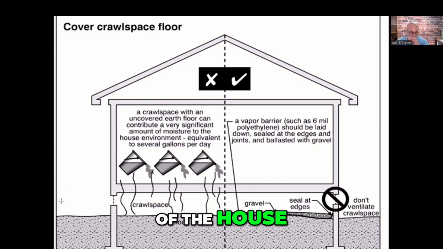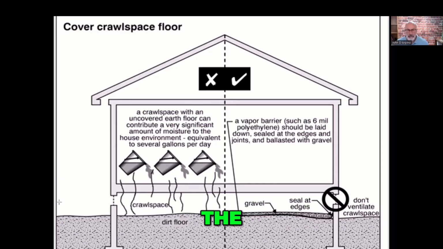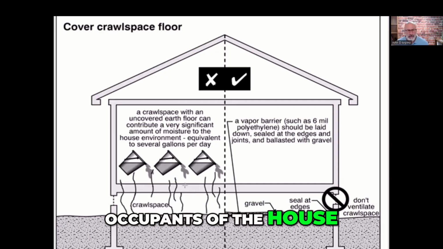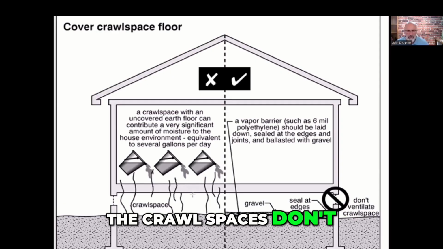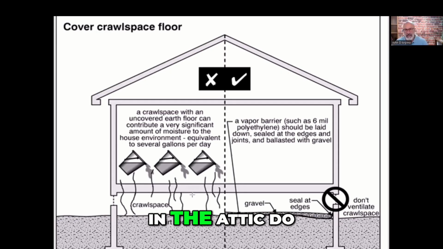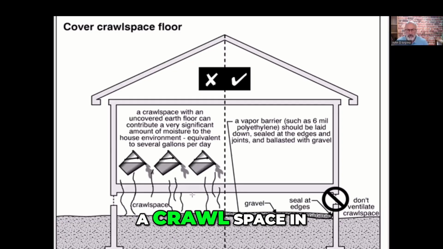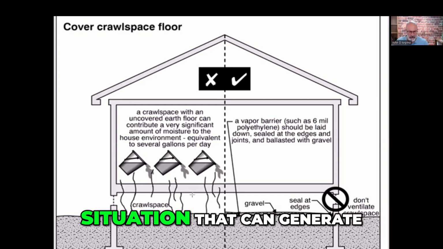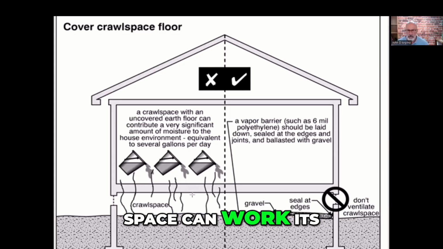That is the area of the house, when we talk about moisture in unconditioned spaces, where the moisture conditions in the crawl space are more problematic to the occupants of the house than the mold conditions in the attic space. The moisture conditions in crawl spaces don't get the attention that the moisture conditions in the attic do. When there's a crawl space in a house, we really need to pay attention to the moisture situation, because it can generate mold in a crawl space, and that mold can work its way up through the house.